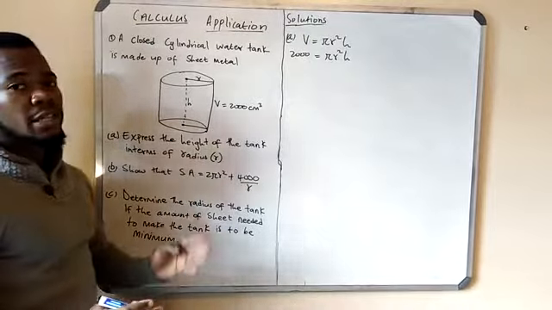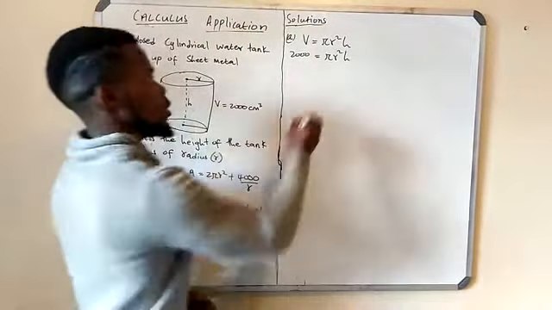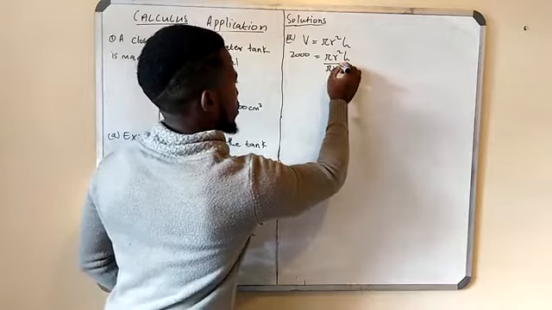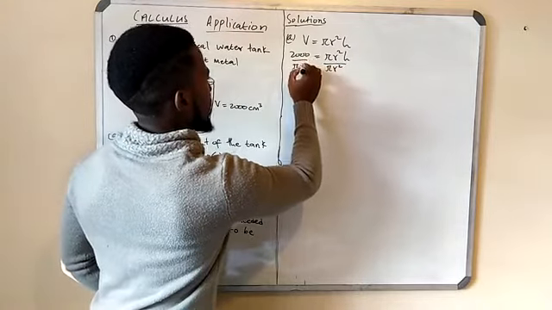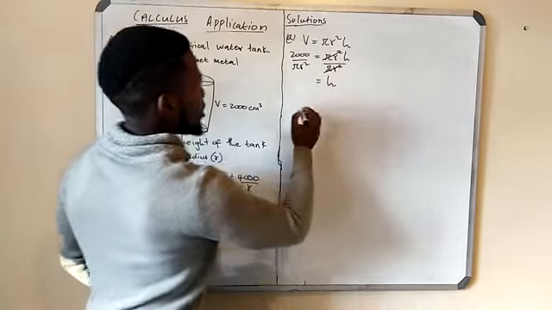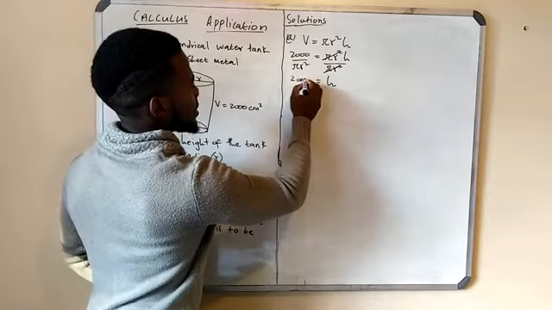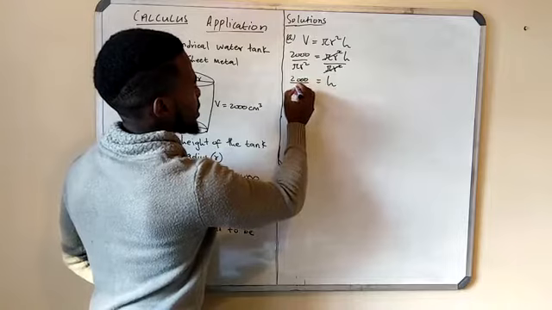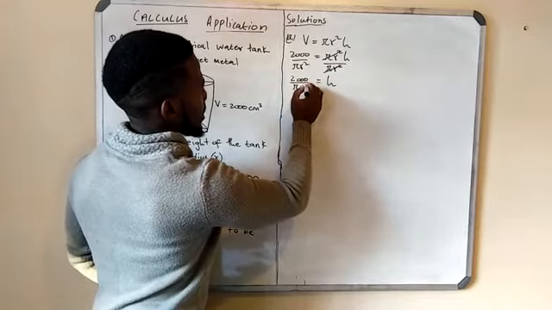So we want to make H the subject of the formula. We're going to divide by pi R squared there, divide by pi R squared there. So pi R squared will cancel pi R squared. We're left with H on that side. So the height of the cylinder in terms of R is 2000 divided by pi R squared.